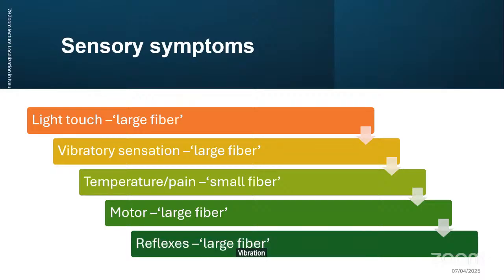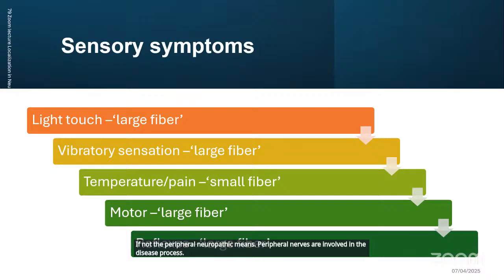Vibration is affected in large fiber neuropathy, and sometimes only small fibers are affected. Then you have only impairment of temperature and pain. Weakness is predominant in the motor large fibers. The reflexes are also absent in large fiber involvement. So peripheral neuropathy means the peripheral nerves are involved in the disease process.